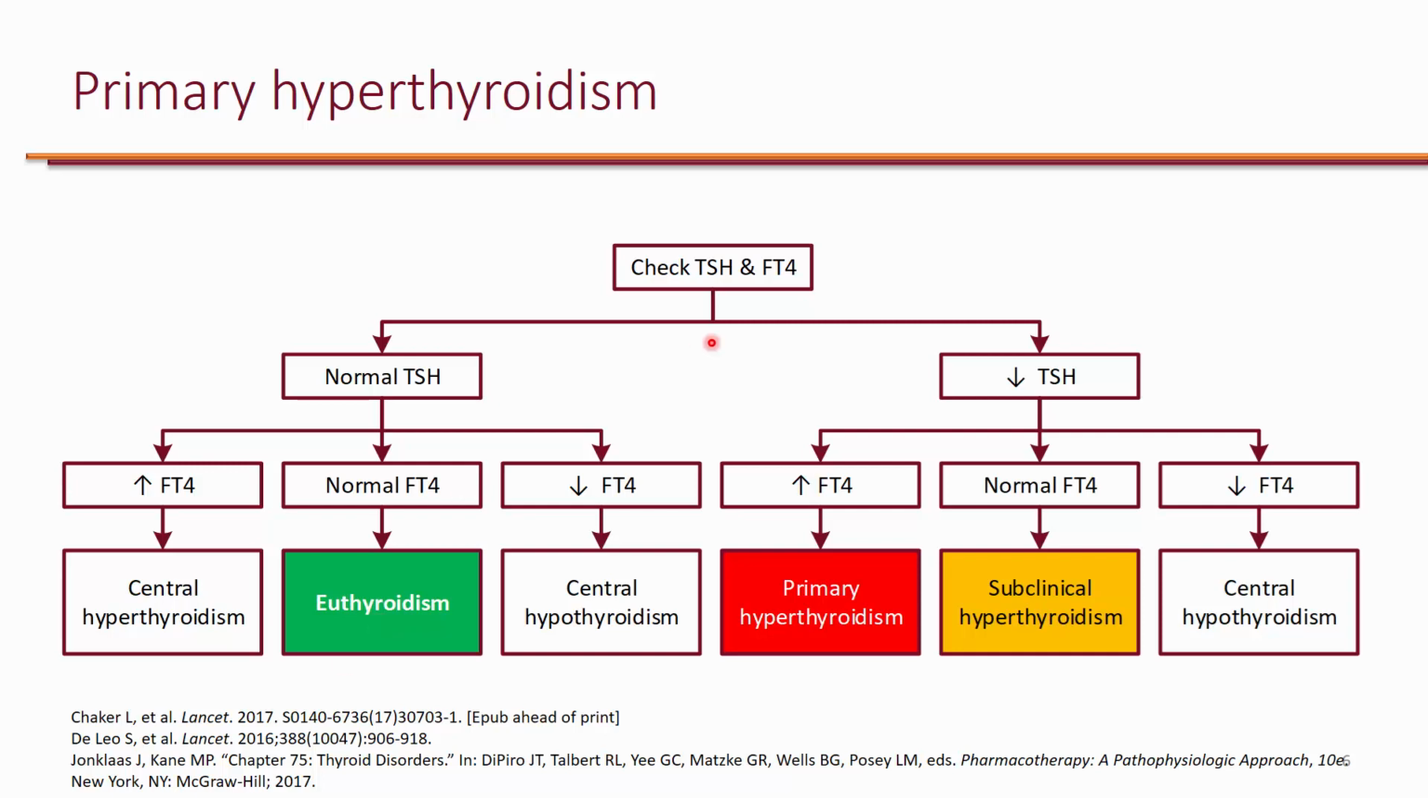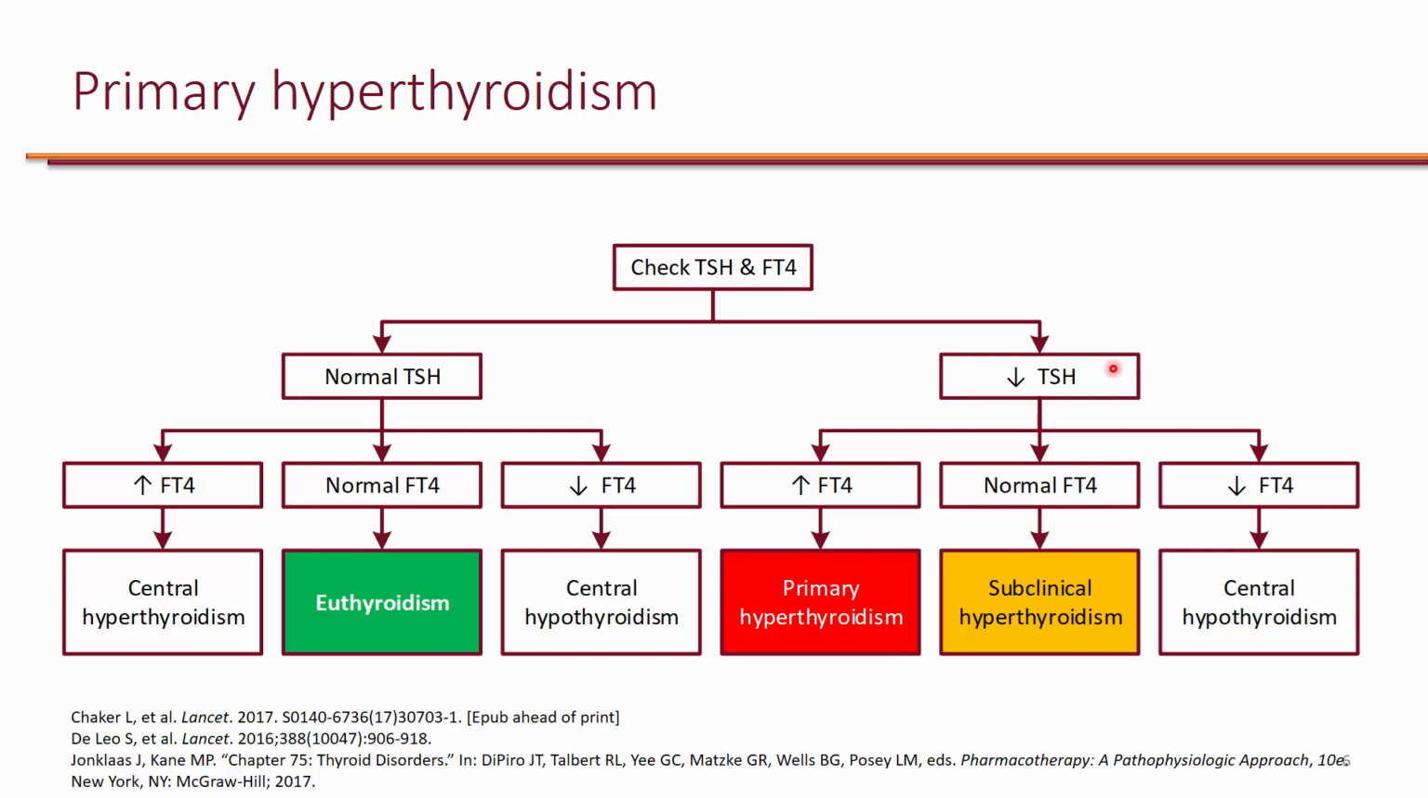Now, if the TSH is low and the T4 is elevated, that indicates primary hyperthyroidism. Obviously the T4 level is high, so it means hyperthyroidism. And because the TSH is low in response to the high T4, that indicates the problem is in the thyroid gland, so it's primary hyperthyroidism.